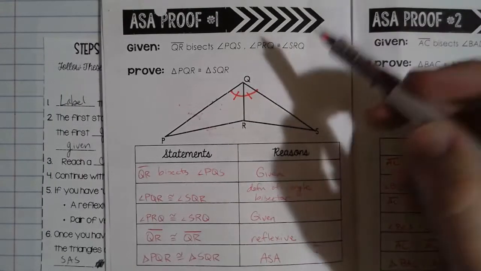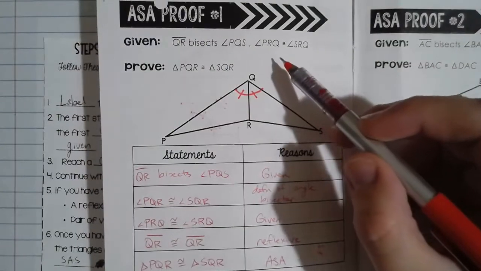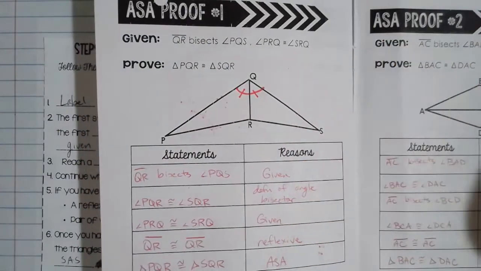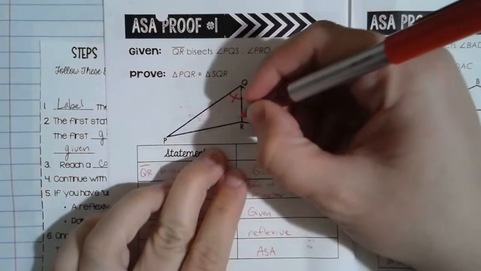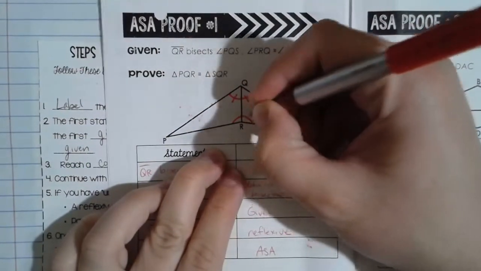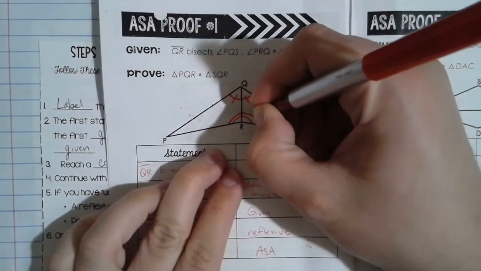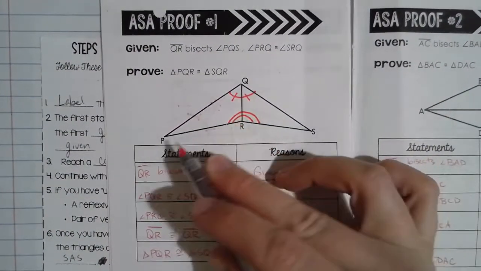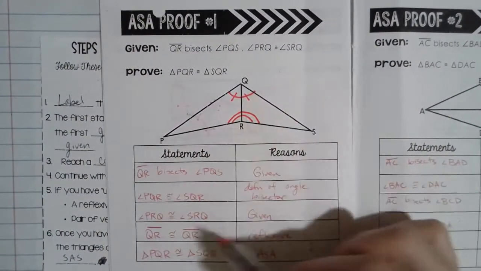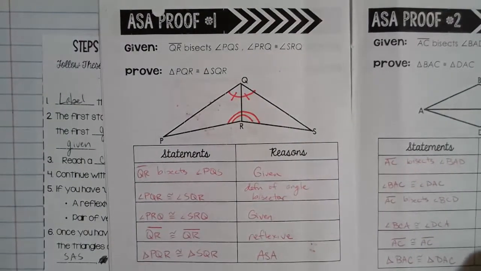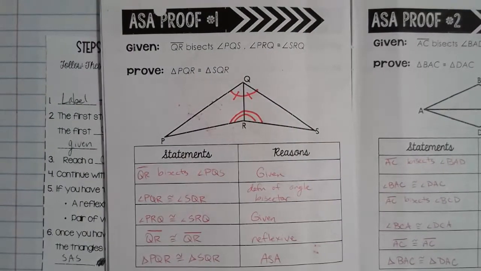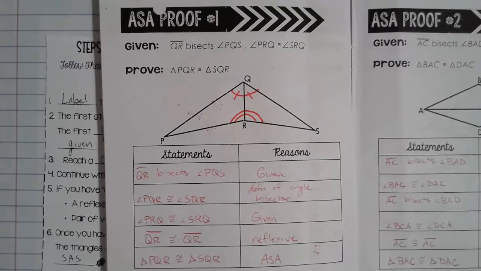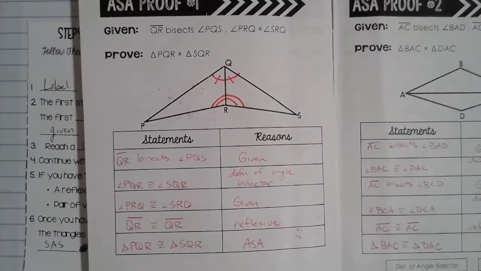Next up, we're told that angle PRQ is congruent to angle SRQ. So PRQ and SRQ are these two angles down here. So this angle, angle PRQ, and SRQ, they're congruent to each other. That's given to us. So now at this point, I'm stuck. I need to determine which test I can use to prove these two are congruent.